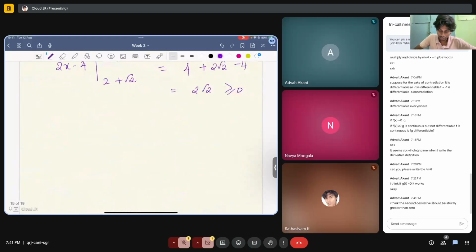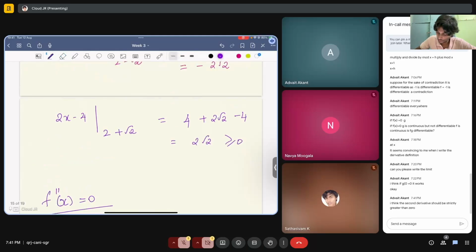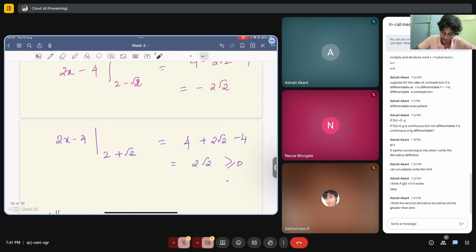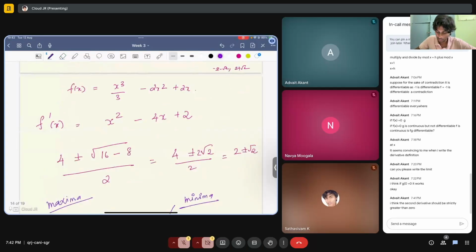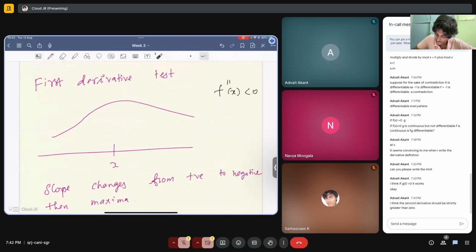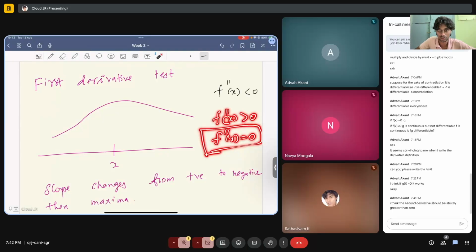The problem happens when the second derivative is equal to 0, then you cannot do anything. So I think I made a serious error here. For maxima you need the second derivative strictly less than 0. For minima you need it strictly greater than 0. Whenever the second derivative is equal to 0, you will not get any information. Yes, as you said, it's actually strict inequality.